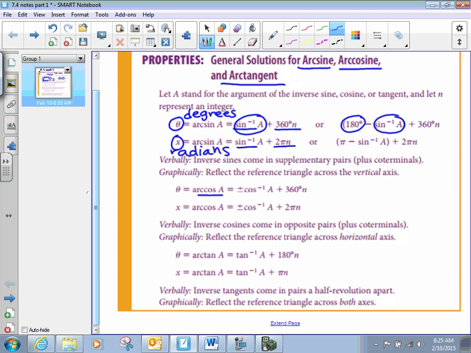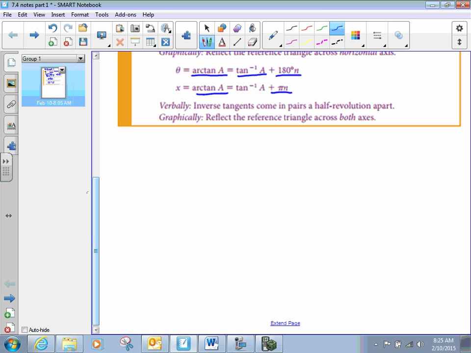For cosine, arccosine, we take the inverse of cosine, but we take the positive and the negative. And then for arctan, we're going to take the inverse and then just a difference of 180 adding on, or pi, because that's going to be that one half revolution apart. So let's take a look at examples with the given directions.